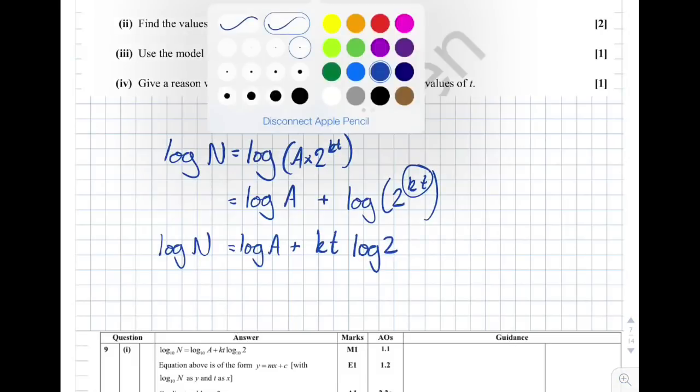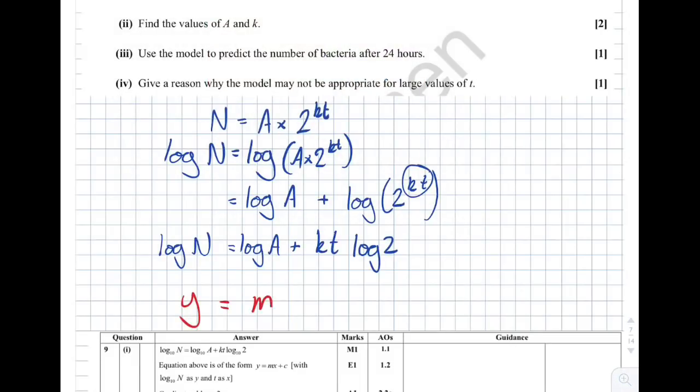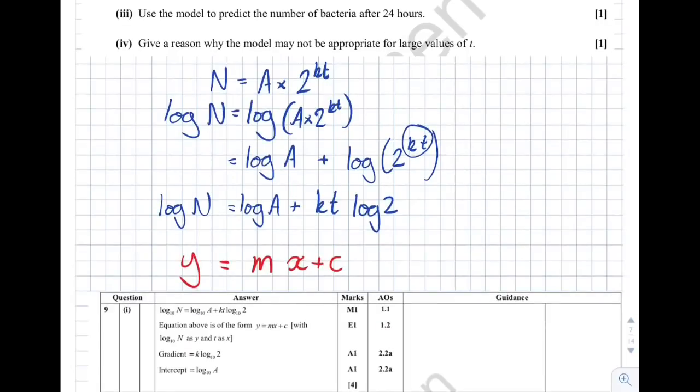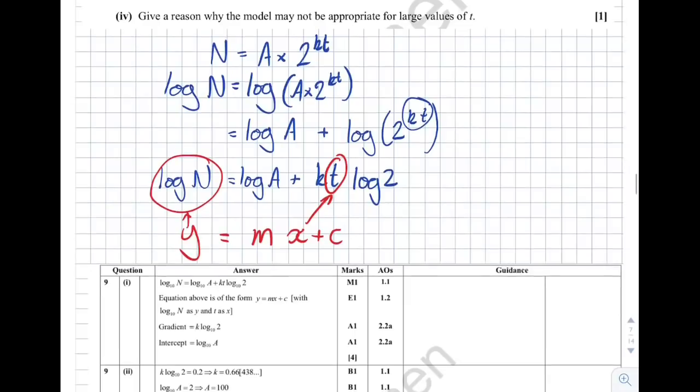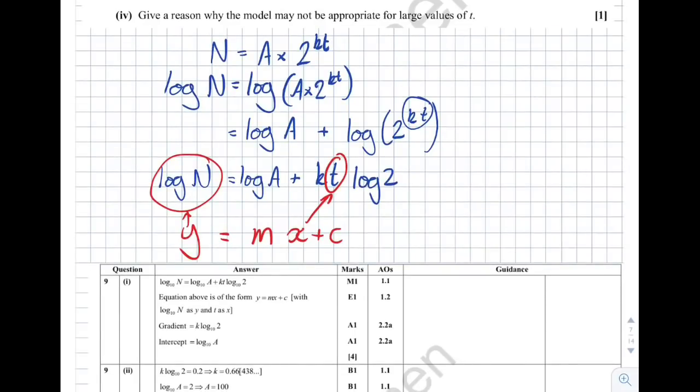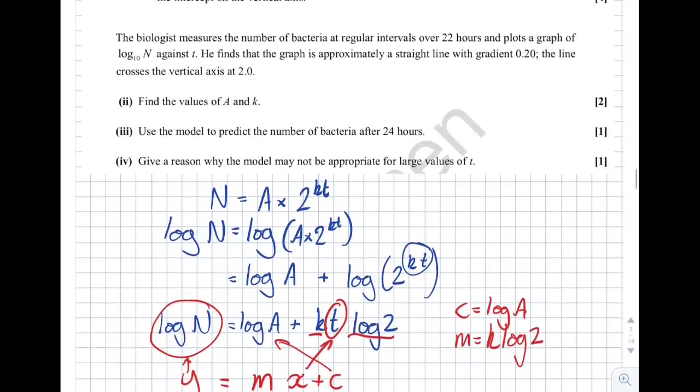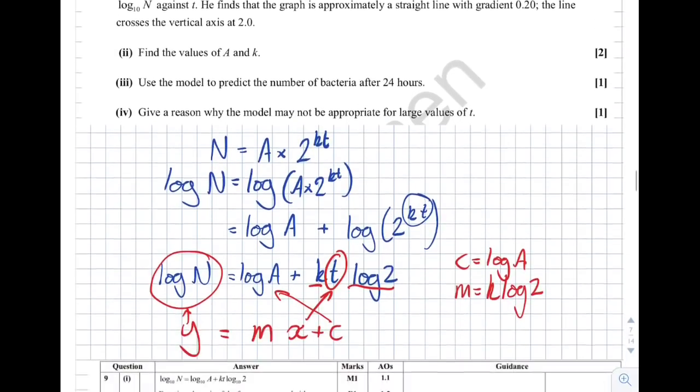Right, so now we need to think about y equals mx plus c, and how does this match up? First off, our x and y are really t and log n. They're talking about plotting log n against t, so we know that log n would be y and that t would be x. Now, the number on its own is this log a here, so we know the y-intercept must be log a, and the number that's multiplying x is this k log 2, so we know the gradient is k log 2. Okay, so that's part 1.